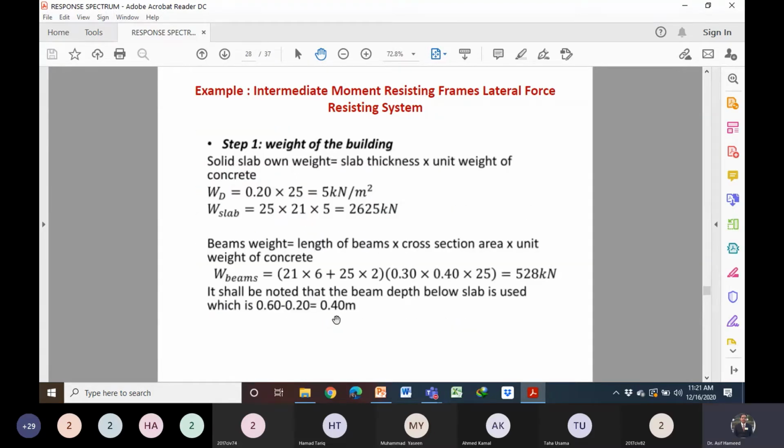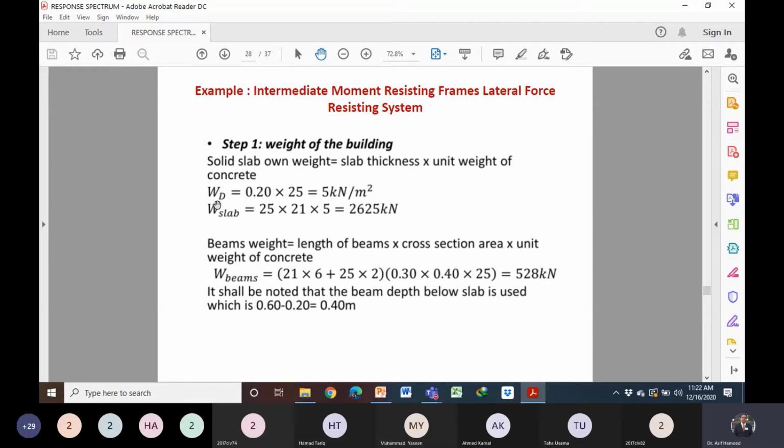Now calculate the weight of the building first. We will calculate the weight of one story, as the stiffness and the mass for all the stories is the same. Material is the same, height, component, dimensions, they are the same. So weight will be the same. We will calculate the weight only for one story, and then multiply with the number of stories to get the total weight of the building.